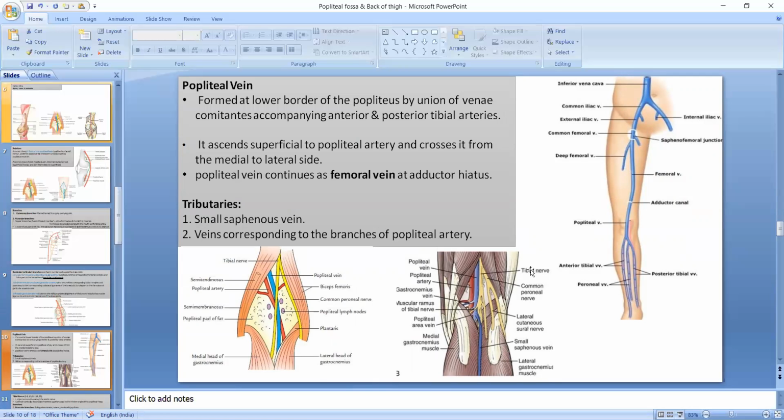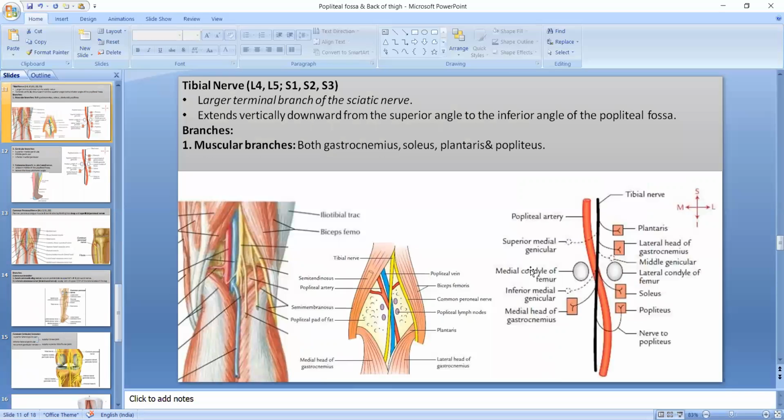So, what are the tributaries? The small saphenous vein and veins corresponding to the branches of the popliteal artery. The small saphenous vein travels superiorly in the posterior aspect of the leg from the lateral part of the dorsal venous arch. Before entering the popliteal fossa, it travels within the popliteal fascia before penetrating it and anastomosing with the popliteal vein. Now we will discuss the tibial nerve.